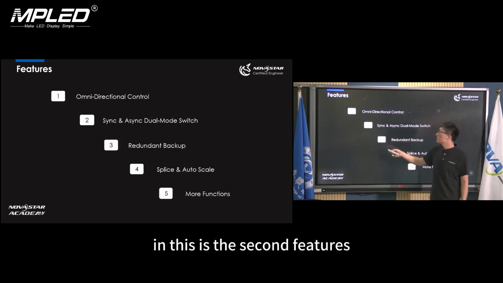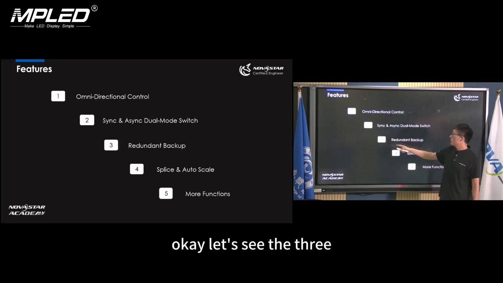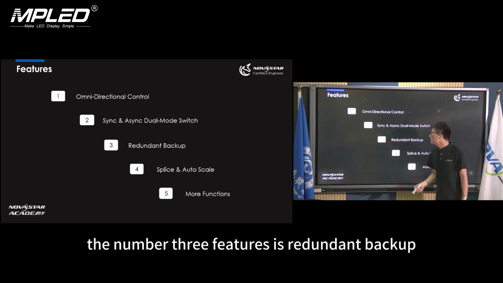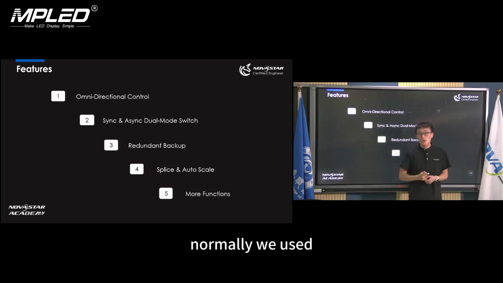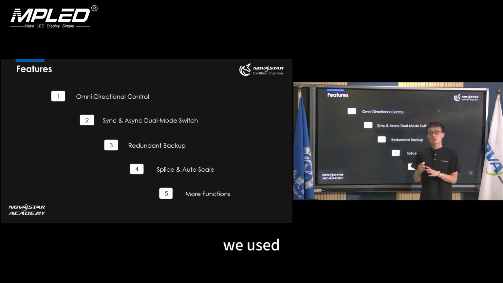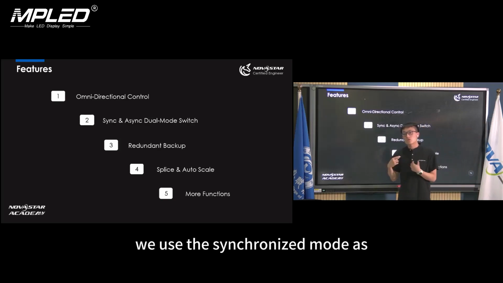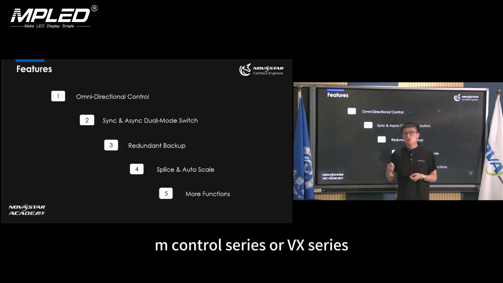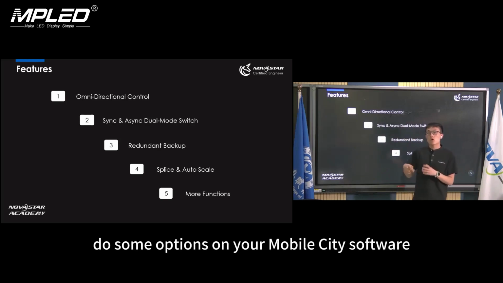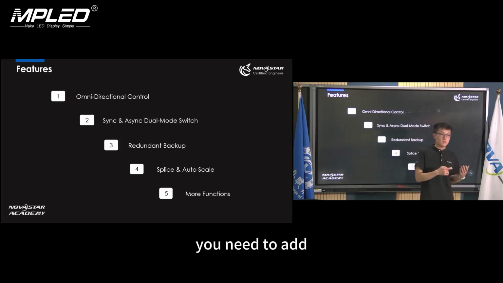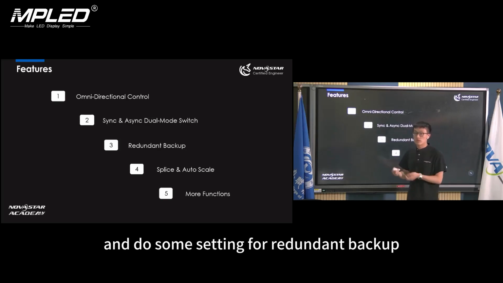This is the second feature. Okay, let's see, the number 3 feature is redundant backup. Normally we use the synchronized mode, such as the M control series or VX series. You need to do some options in your mobile CT software. You need to add some information and do some setting for redundant backup.